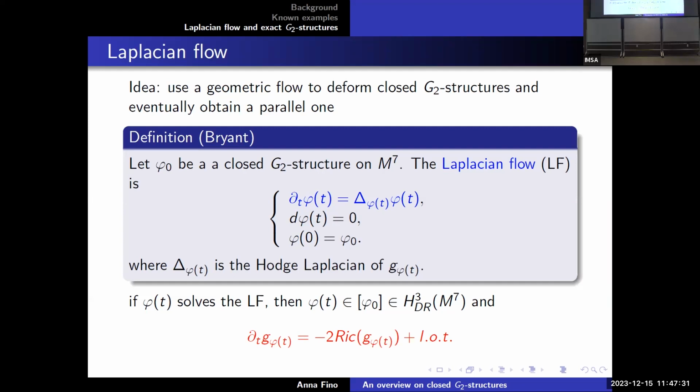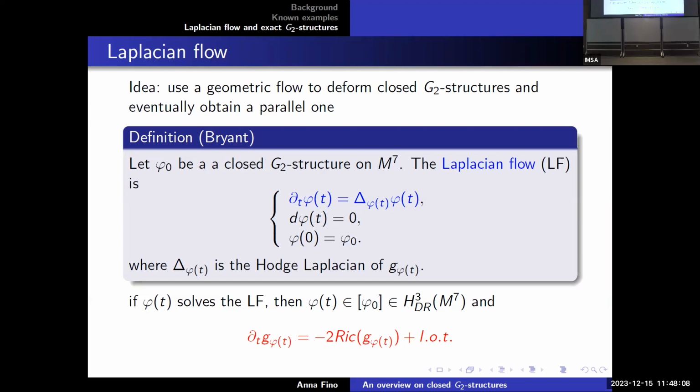So remember, the Laplacian of phi_t is an exact form. It's the differential of tau, the torsion, and you impose also that the form is closed. And what happens, you can see that since you are evolving along an exact form, the solution of your flow belongs to the cohomology class of the initial form.